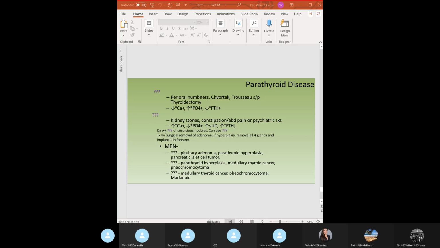All right, so status post thyroidectomy, as I've said before, if you remove the thyroid, you can remove the parathyroid. Next one, kidney stones, constipation, abdominal pain, or psychiatric symptoms. Why do we have psychiatric symptoms now? Hypercalcemia or hyperparathyroidism. Hyperparathyroidism. Excellent. How many parathyroids are there?